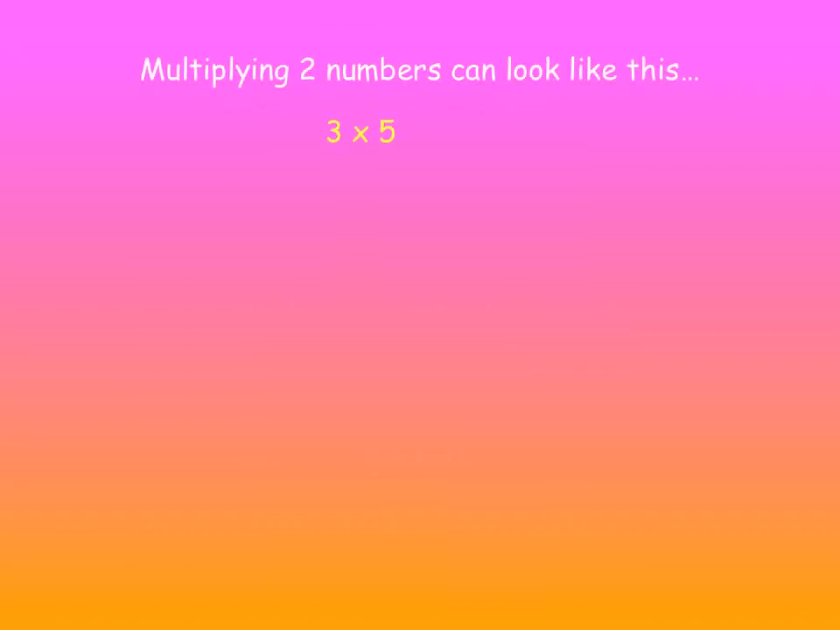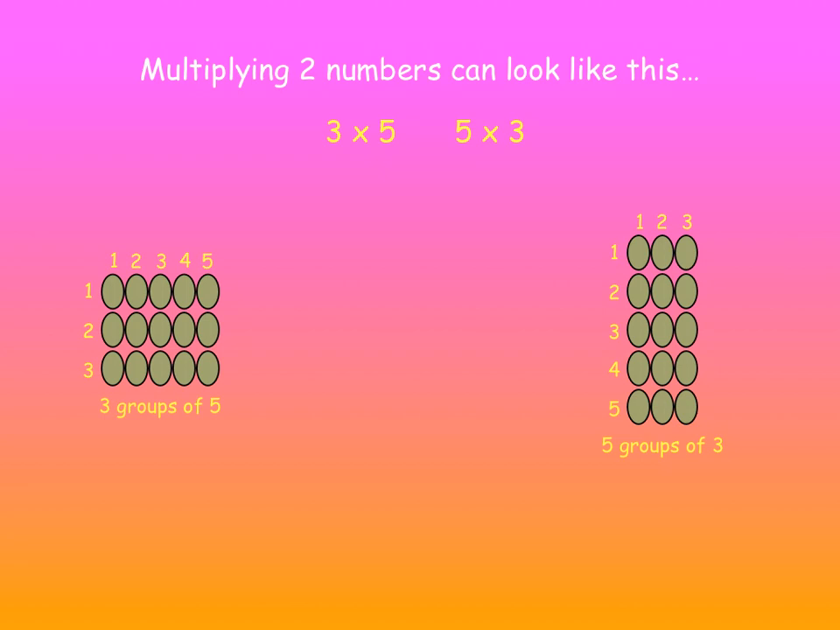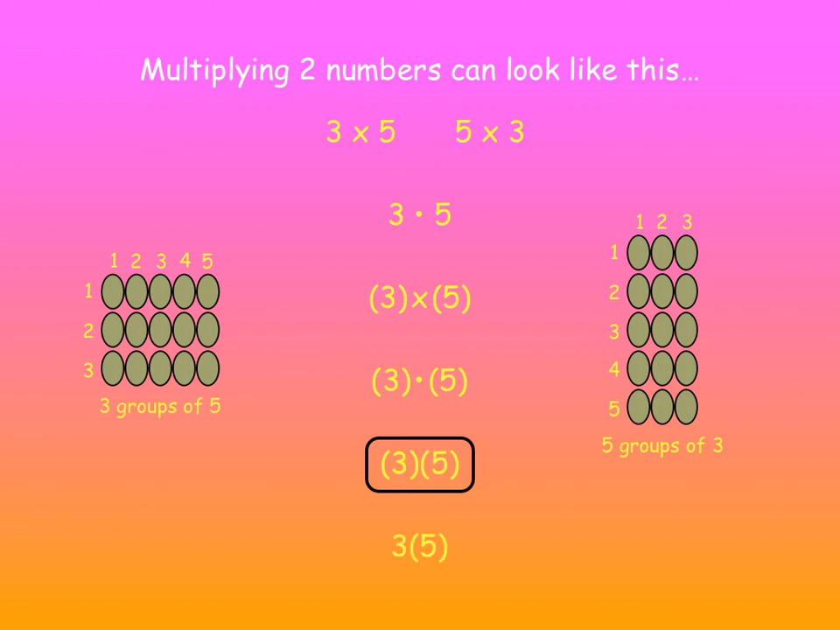Multiplying two numbers can look like this or this, and we can even picture it as 3 groups of 5 or 5 groups of 3. You can also write multiplication with a dot. You can use parentheses. This form is used a lot. This one is 2.